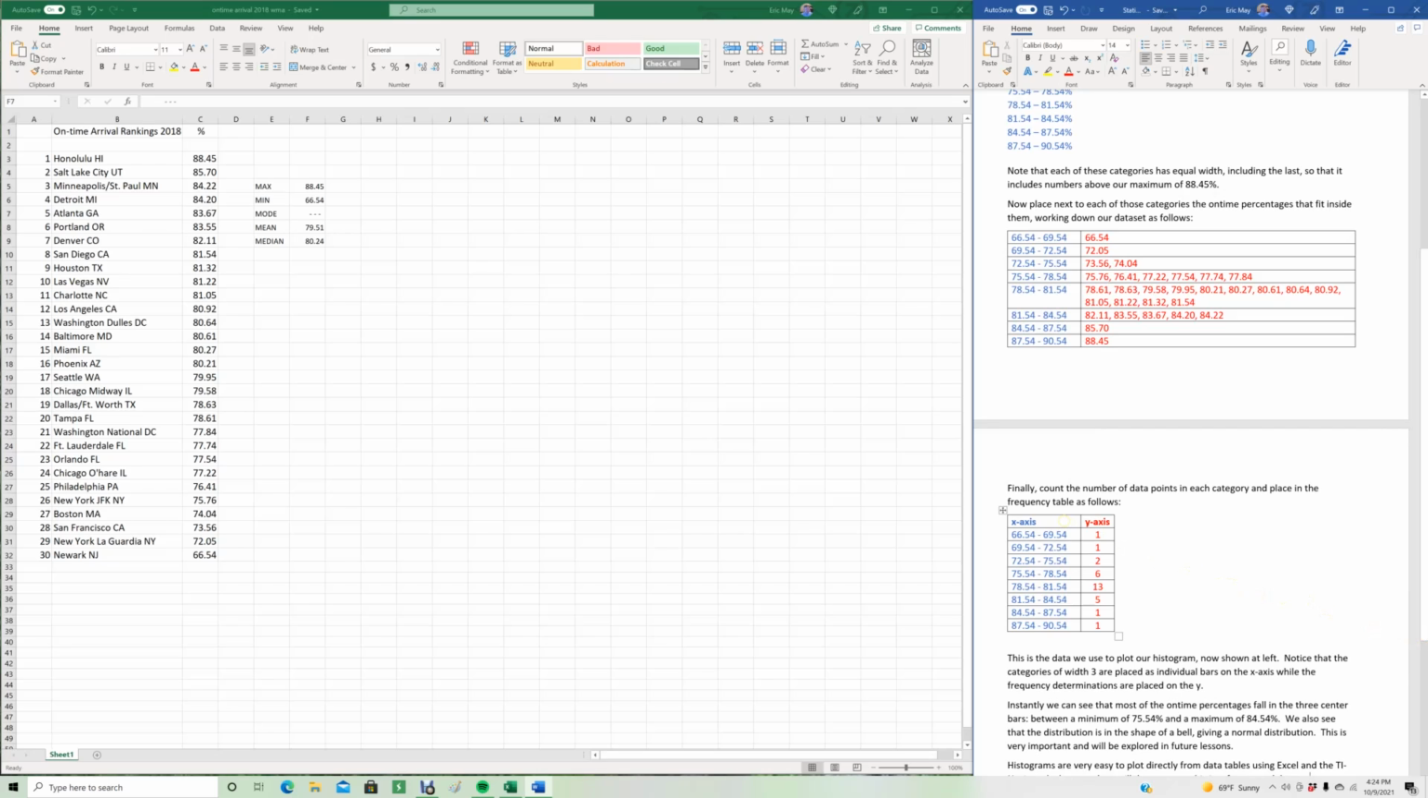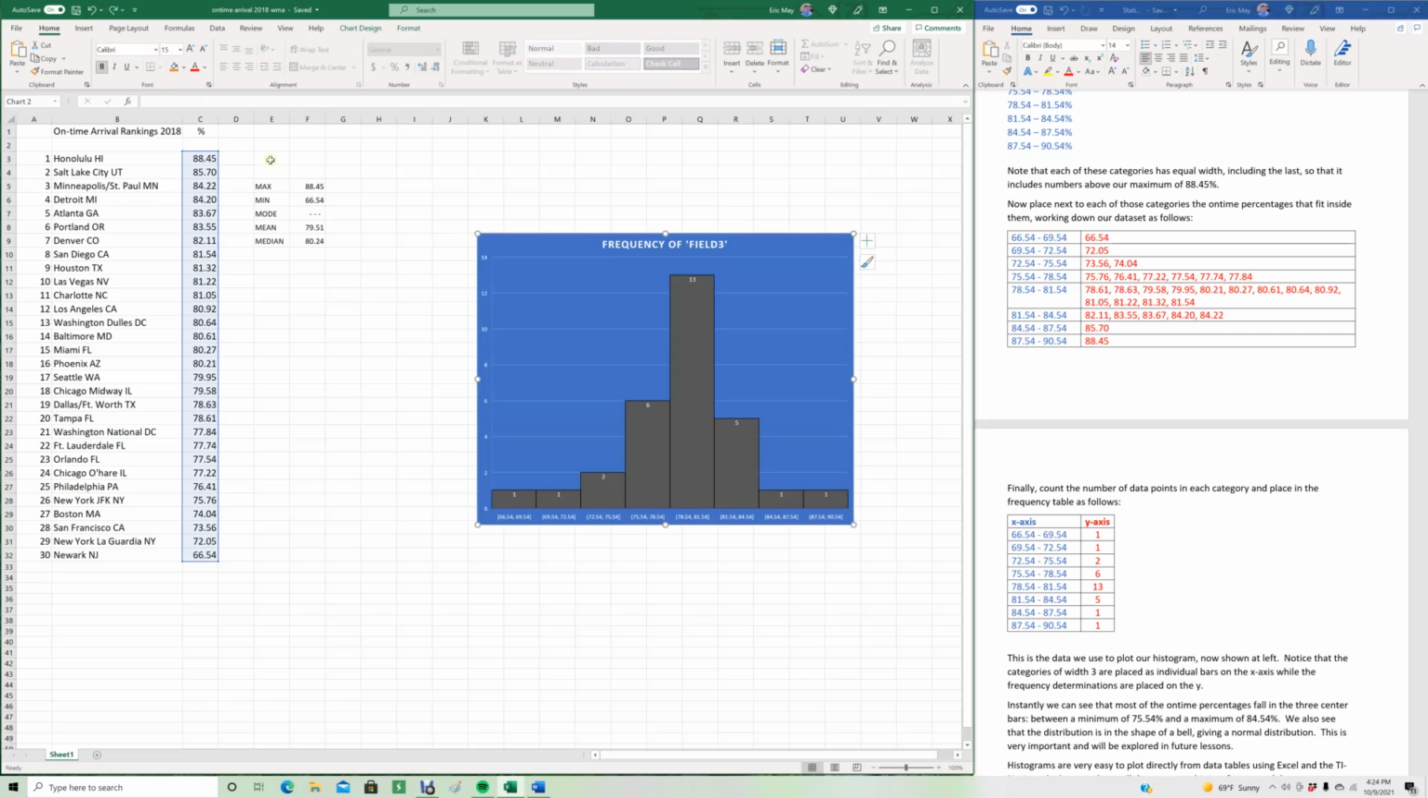Now, this is our x-axis and our y-axis, and this is what we're going to use to construct our histogram. I've already constructed the histogram using Excel, and you can see it's right here. And suddenly it pops out at us how many values are in the 3 central categories from 75.54% to 84.54%. We have 6, 13, and 5 values in each of those categories.